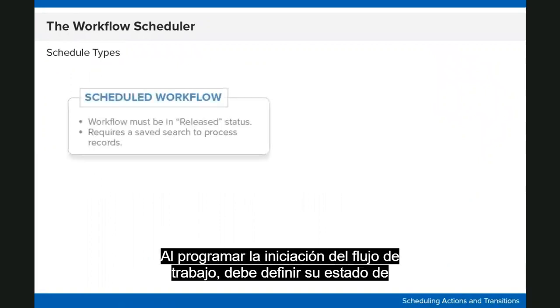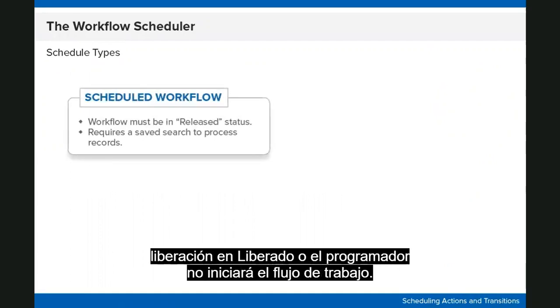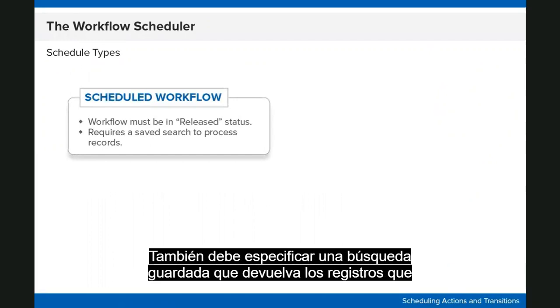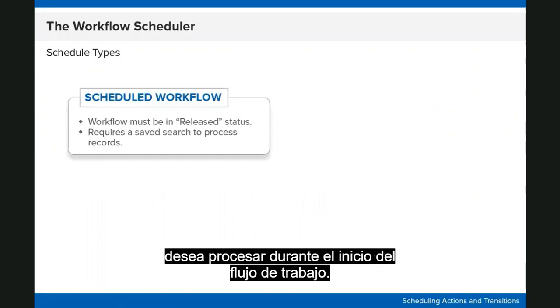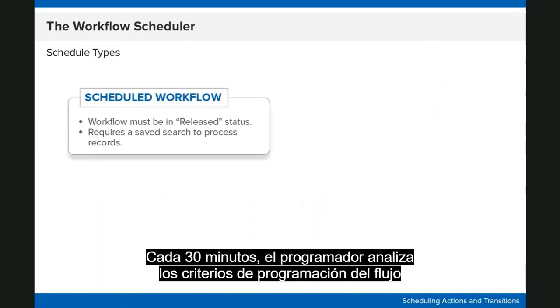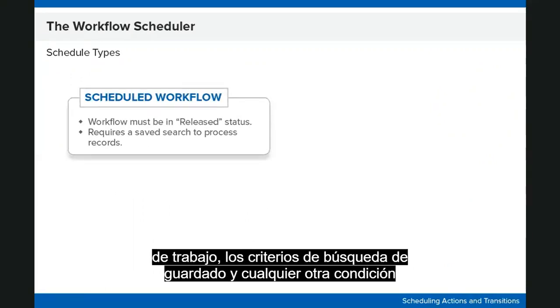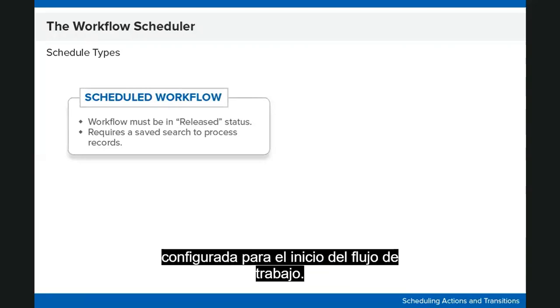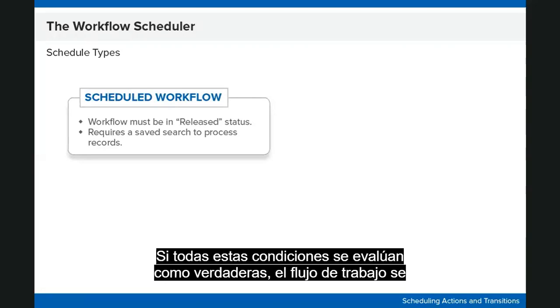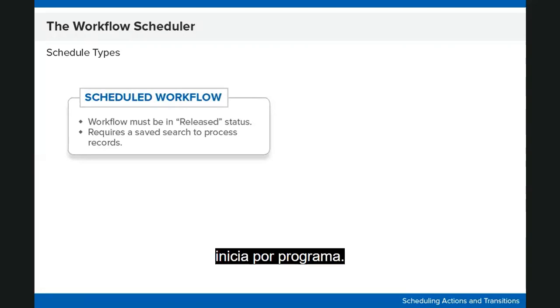When scheduling workflow initiation, you must set its release status to released, or the scheduler will not initiate the workflow. You must also specify a saved search that returns the records you wish to process during workflow initiation. Every 30 minutes, the scheduler analyzes the workflow's schedule criteria, the saved search criteria, and any other conditions configured for workflow initiation. If all of these conditions evaluate to true, the workflow is initiated per the schedule.